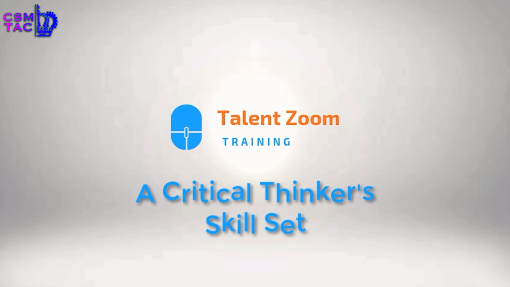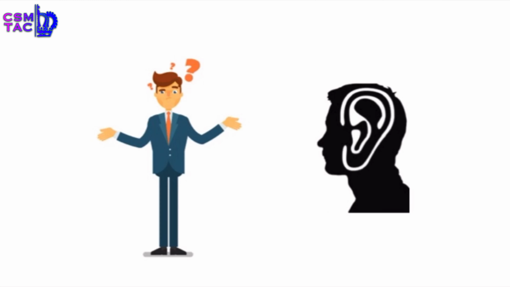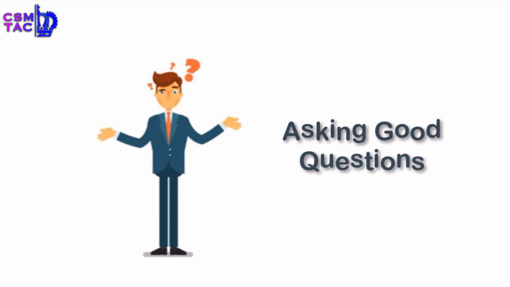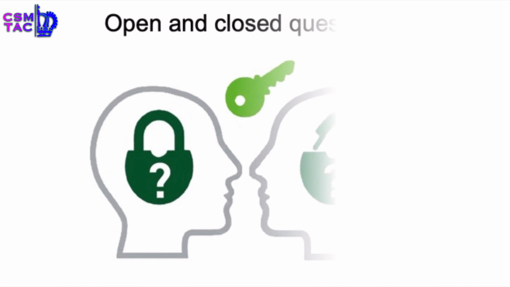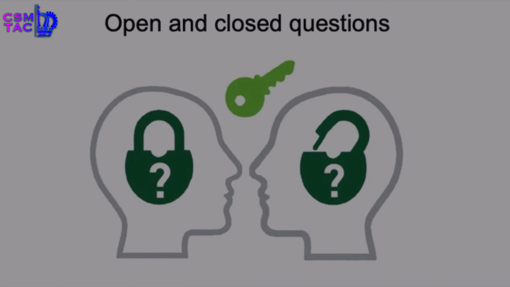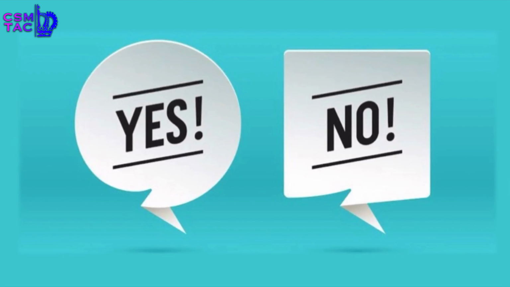A critical thinker's skill set. The 2 most basic elements of good communication are asking questions and listening to others. Our first topic will be asking good questions. There are 2 kinds of questions: open and closed. Closed questions are those that can be answered by either yes or no, or with a specific bit of data, such as your name, date of birth, or occupation.